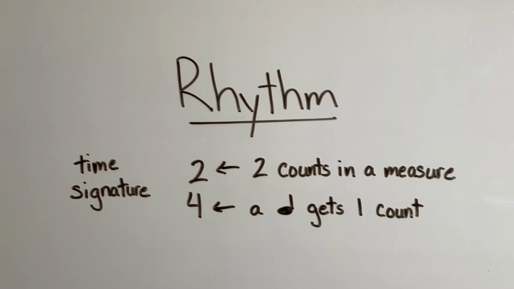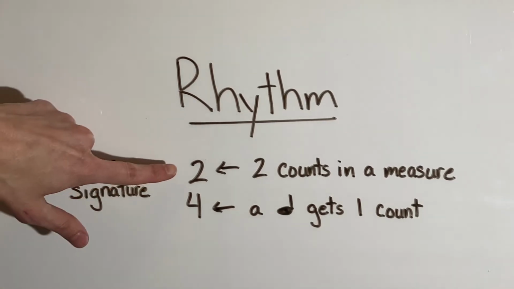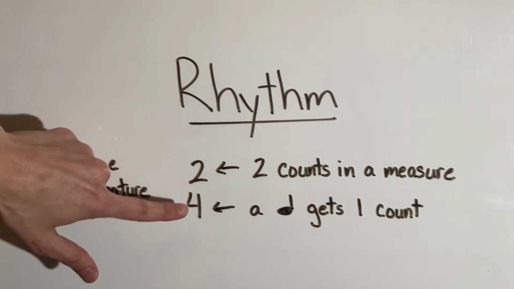Now, in Unit 1, we learned a half note gets 2 counts, and we learned a lot of different kinds of notes. Now we're going to learn about something that we're going to see at the beginning of a lot of our music that's going to tell us really important information about rhythm. What we're going to see is something that's called a time signature. Time signature. And the first time signature we're going to look at is this, 2, 4.